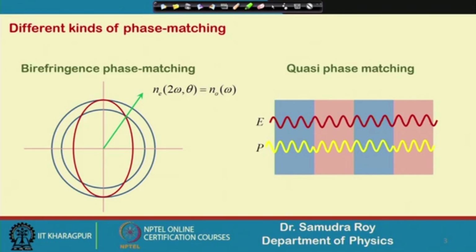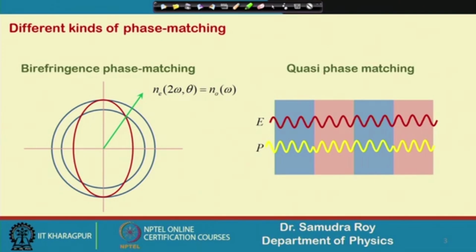In birefringence phase matching, what happens? The crystal should have two different kinds of wave: one is the ordinary wave and another is the extraordinary wave. For a uniaxial crystal, we have this kind of property, and this n_o and n_e basically represent the refractive index of the ordinary and extraordinary wave. n_e is a refractive index, and this refractive index is a function of theta.